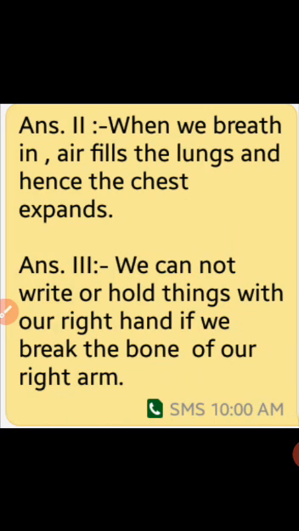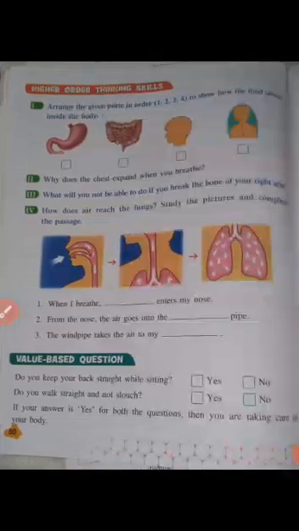So these two answers you have to copy into your notebook, number 2 and number 3. So copy it. You can take a screenshot and then you can copy it. So the next question is, how does air reach the lungs? Study the pictures and complete the passage. How does air reach the lungs? There are 3 blank places given, so we have to fill them.